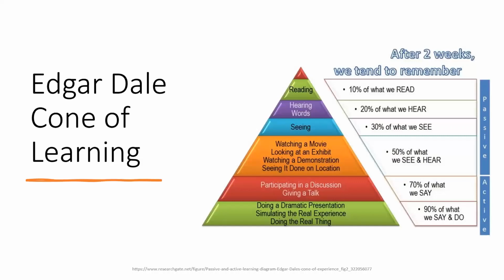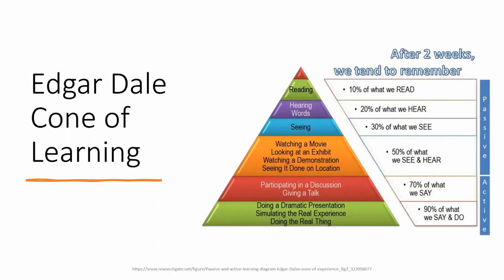So just to summarize what we see here, we tend to retain 10% of what we read, 20% of what we hear, 30% of what we see, and 50% of what we see and hear. And then as we get into more of an active learning role, we retain approximately 70% of what we say and 90% of what we say and do.